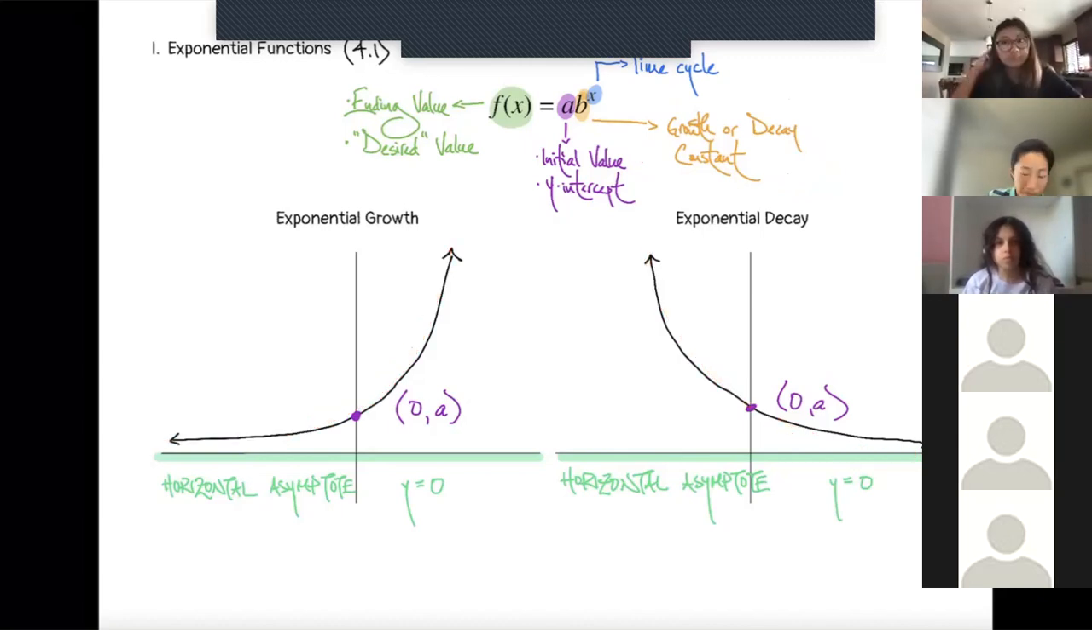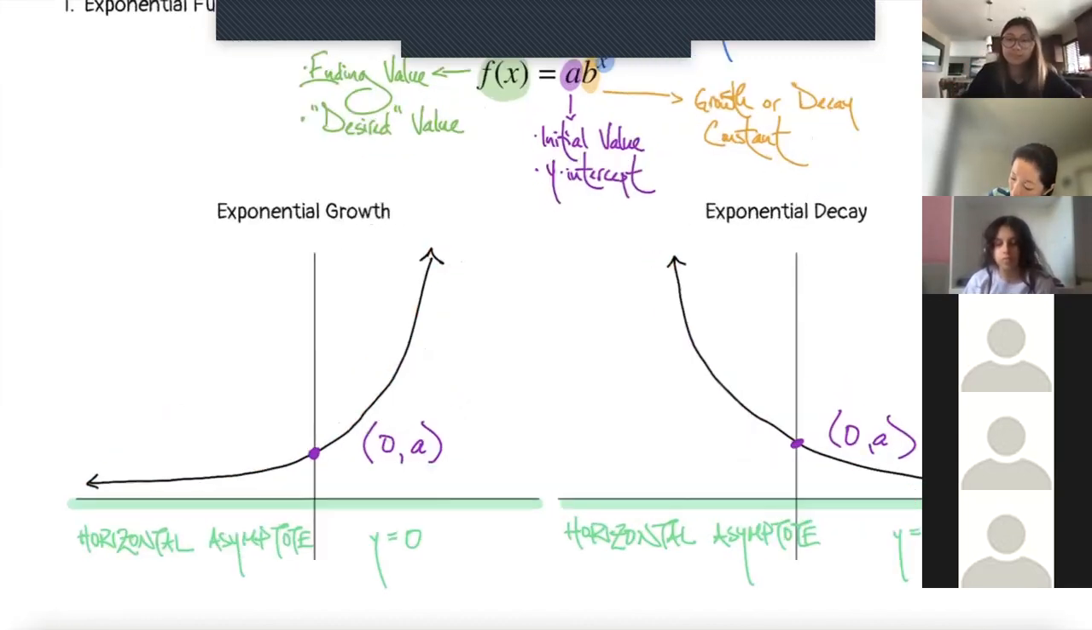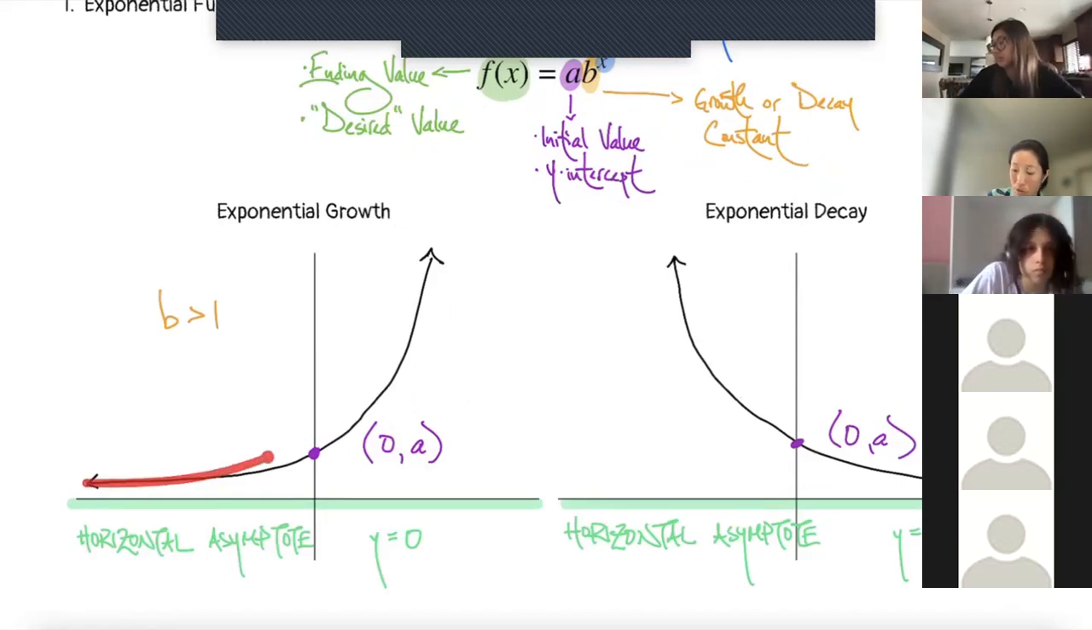Here's how we tell. If we look in our equation and we see that our B value is greater than 1. Okay, so you scan through your equation, you look at that number in the orange and you say, oh, that number is bigger than 1, then your graph will look like this. It will be an exponential growth, guaranteed.